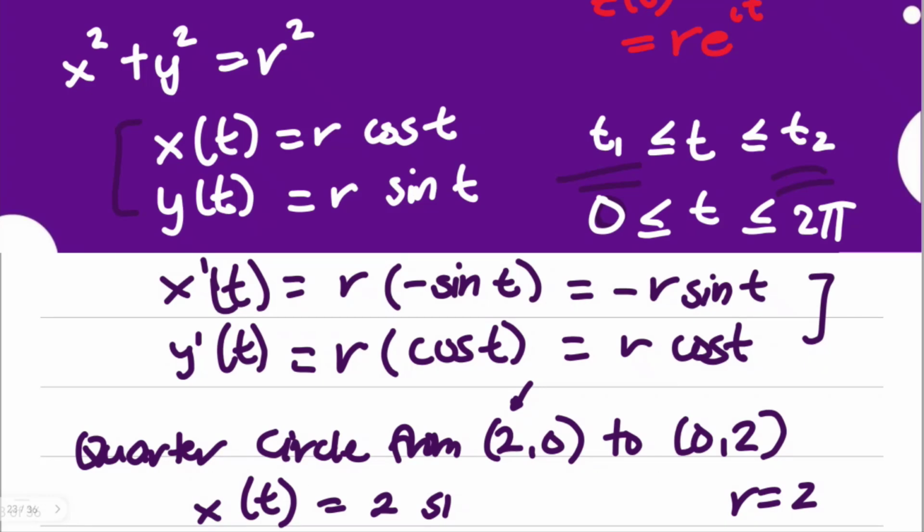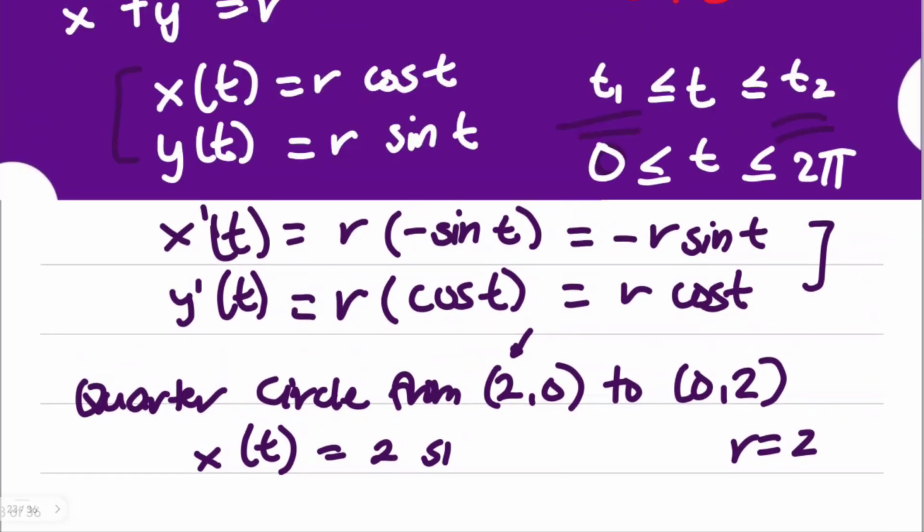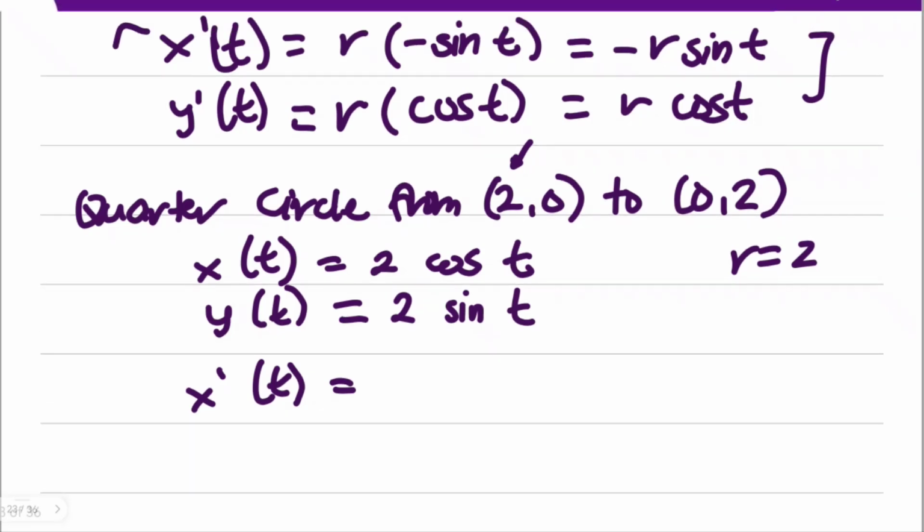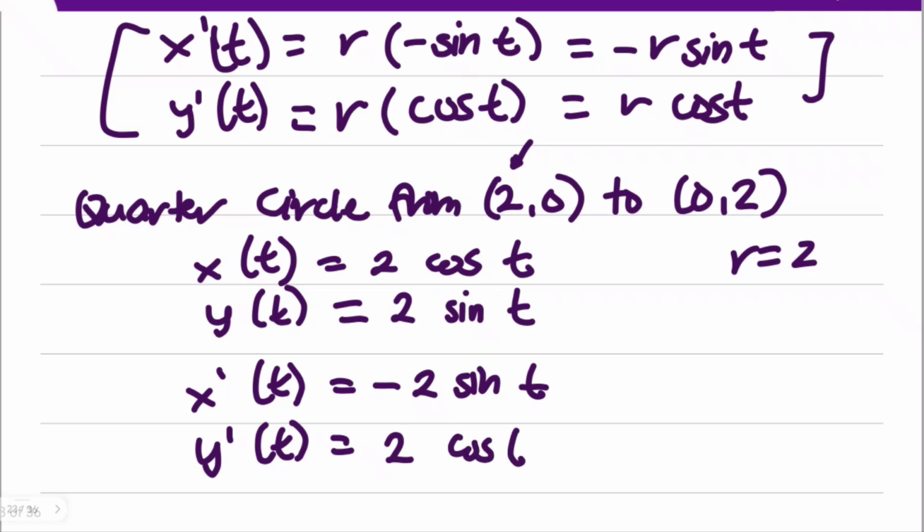So for your x of t, we have 2 cosine of t, and for your y of t, r sine of t, so 2 sine of t. And of course, their corresponding first derivatives: your x prime is minus 2 sine of t, and your y prime of t is 2 cosine of t. So these are your values.